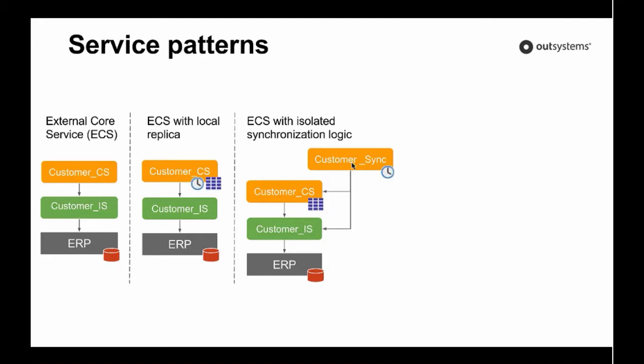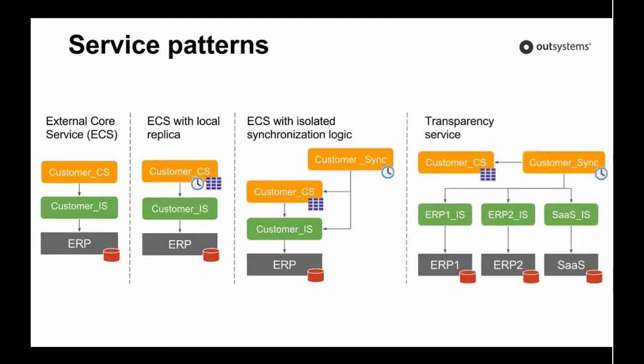The next pattern is yet another variation where, and let me just start by saying that all these customer core services are seen the same way by the consuming applications. They just see a local service. They don't care about what is behind, if it's synchronizing and how it's synchronizing, and if it's only one system. And we have another situation where we need to synchronize with several systems.